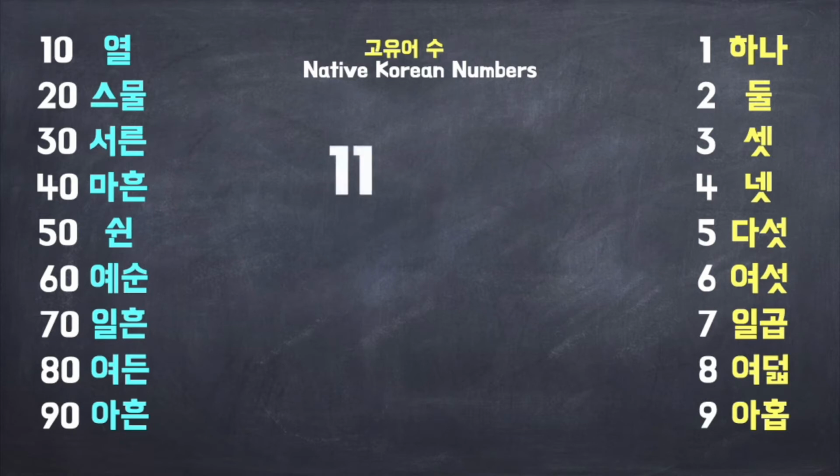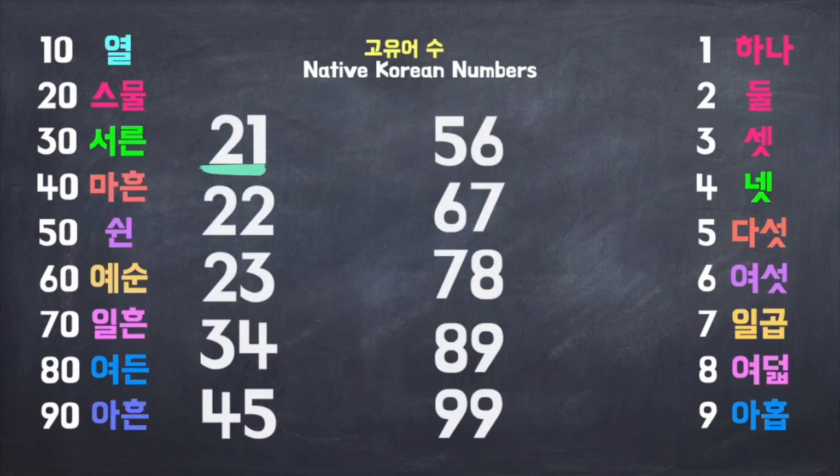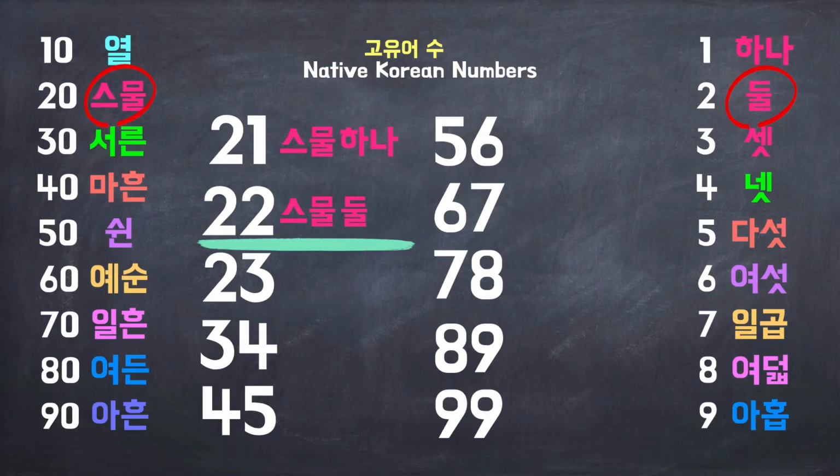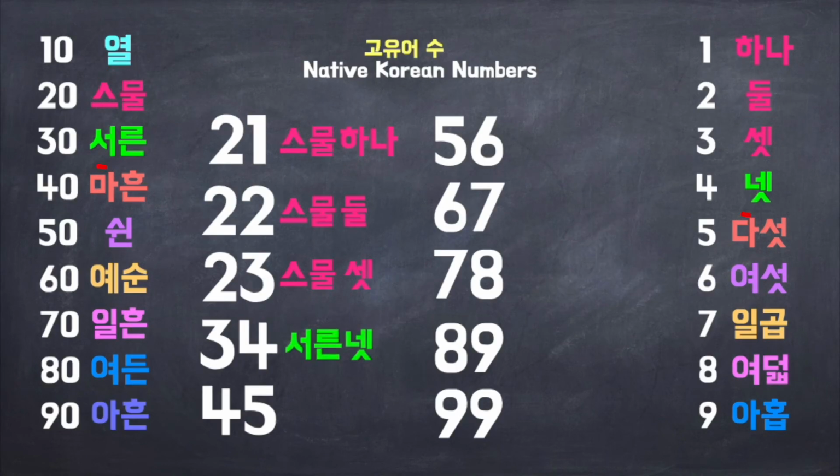So let's try to read this number 11. We know that number 10 is 열 and number 1 is 하나. So we read 11 in native Korean numbers 열하나. In the same way, 12 is 열둘, 13 is 열셋. How about 21? 20 is 스물 and number 1 is 하나. So it will be 스물하나, 스물둘, 스물셋. Can you follow me? 서른넷, right?